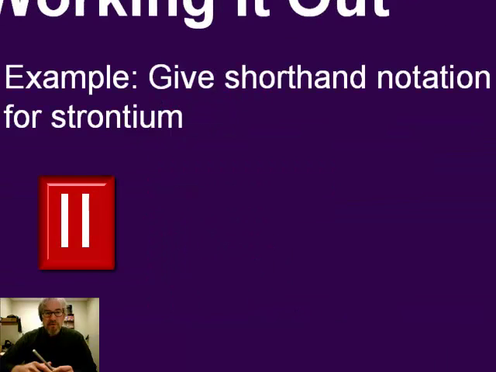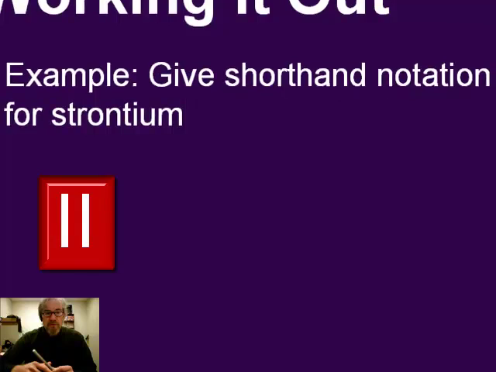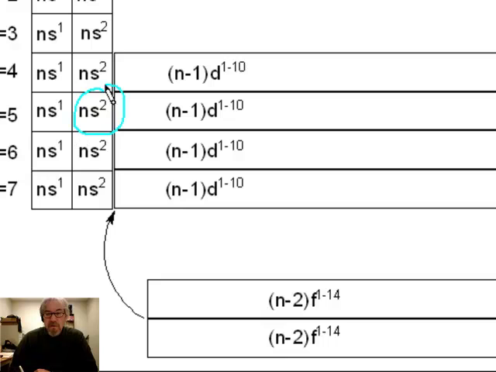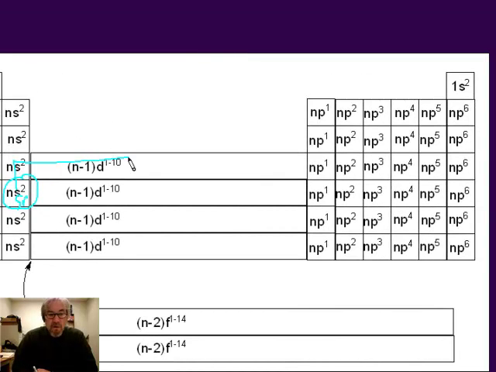Try the shorthand notation for strontium. I'll give you the answer in a bit. Well, we need to locate strontium first. There it is. There's strontium. To find the previous noble gas, I go up a row and then all the way over to the right. And the noble gas that I find there is krypton.